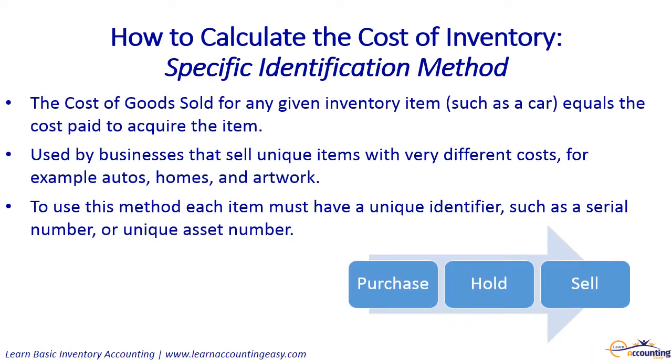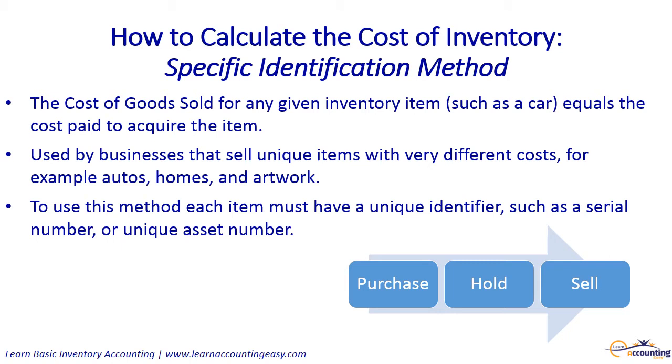Well, the first inventory costing method is actually the simplest, and that's the specific identification method. So as the first bullet here says, the cost of goods sold for any given inventory item, such as a car, equals the cost paid to acquire the item.